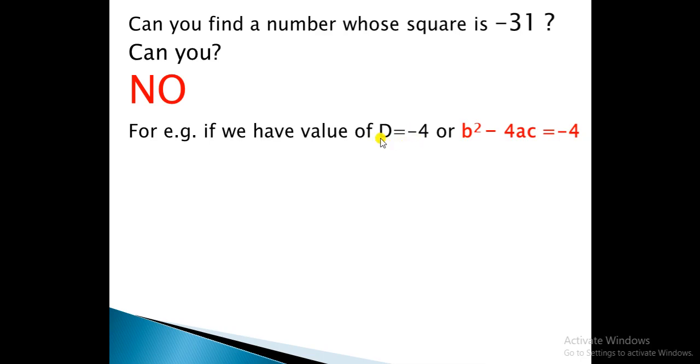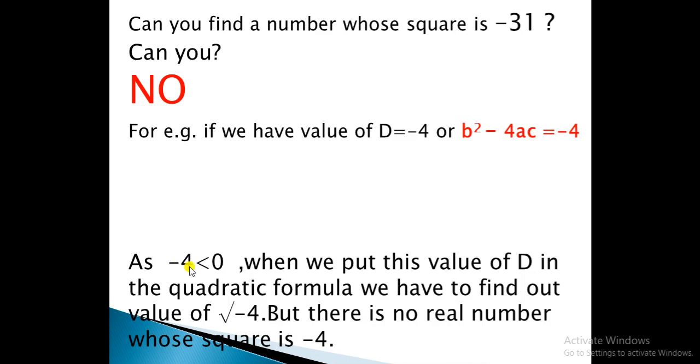Let us take one more example. Here I am taking a smaller number. Suppose we have d equal to minus 4. So in this case, as minus 4 is less than 0, when we put this value of d in the quadratic formula, we have to find the value of under root minus 4. But there is no real number whose square is minus 4.